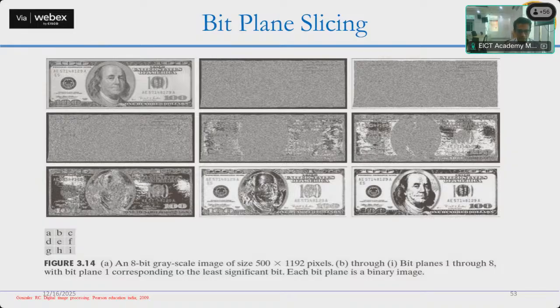So this is the currency of a dollar, and its size, as we already saw in yesterday's class, is taken in the form of pixels. So it is basically 500 by 1192 pixels. In part B, what they have shown is that they have taken different bit planes.